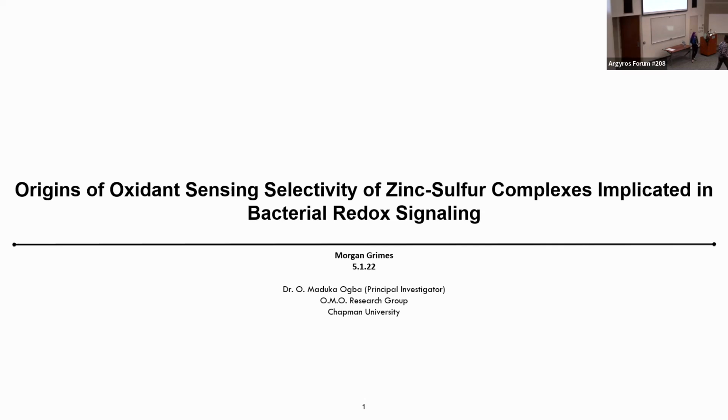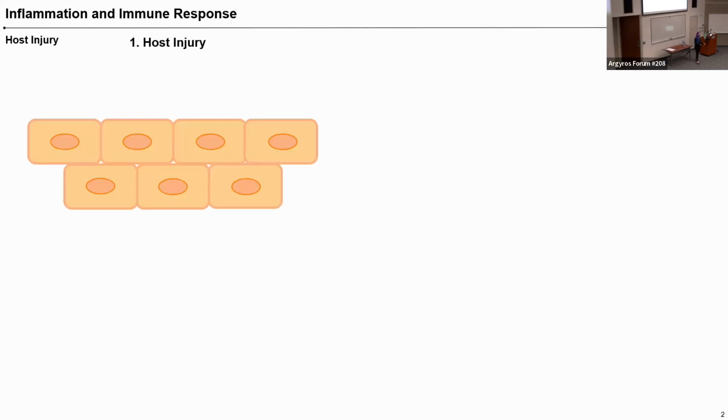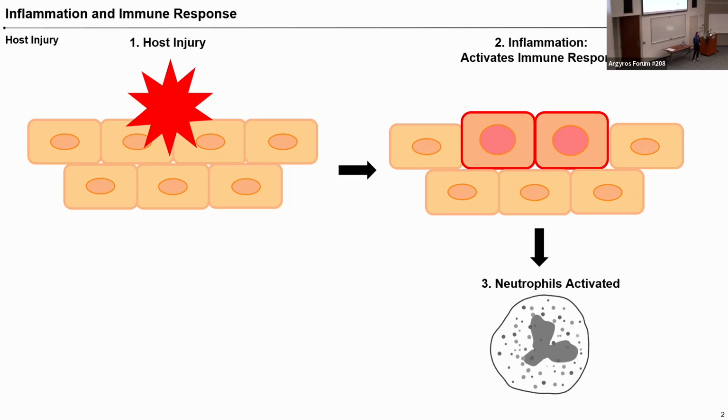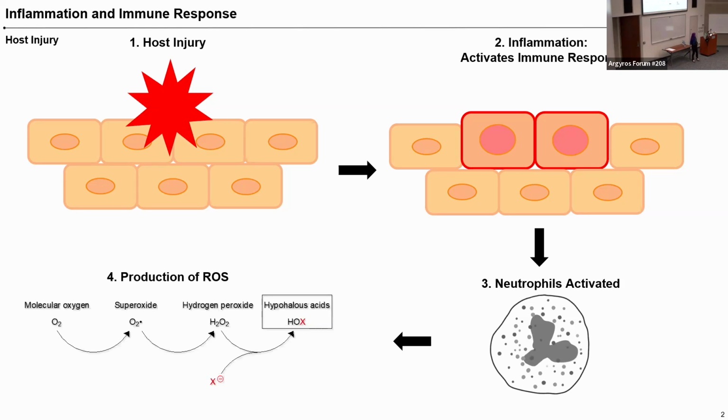Thank you so much for that introduction. As he said, my name is Morgan Grimes, and I'll be presenting on the origins of oxidant sensing selectivity of zinc-sulfur complexes implicated in bacterial redox signaling. When a host, such as a human, gets an injury, this leads to inflammation at the site of that injury, which activates an immune response. This immune response is typically in the form of activated neutrophils, which turn molecular oxygen to superoxide, which then gets released, turned into hydrogen peroxide, and finally hypohalous acids such as HOCl, HOBr, and HOSCN.